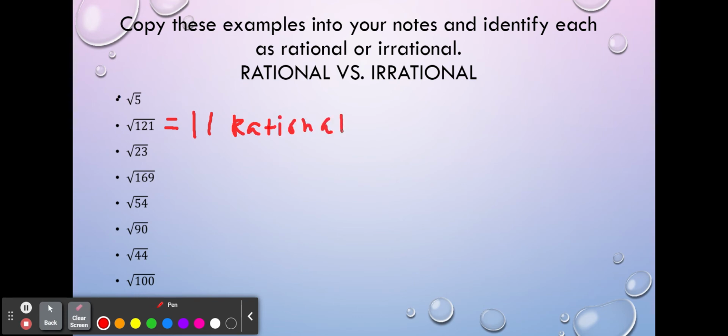Okay, other numbers like the square root of 5, 5 is not a perfect square. So we are not going to be able to get a nice pretty number like 11. That makes the square root of 5 irrational. So what I want you to do is copy the rest of these examples into your notebook and then determine whether they are rational or irrational. So you can pause the video and do that now.